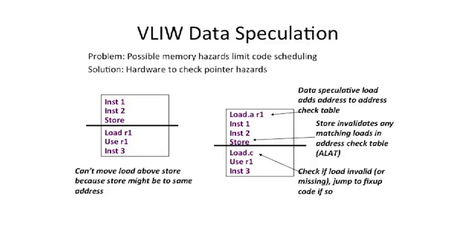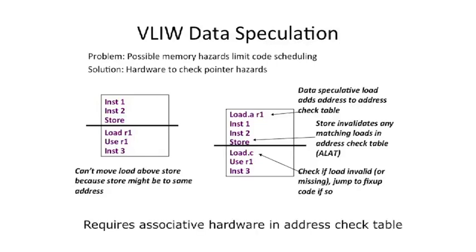And then when this load check happens here, it checks to see if the address is still in this table. And if it's been bumped out of the table, it jumps to fix-up code, which is basically going to re-execute the load, or re-execute the load and all the dependent instructions on the load. So we can effectively do data speculation, but all in software.